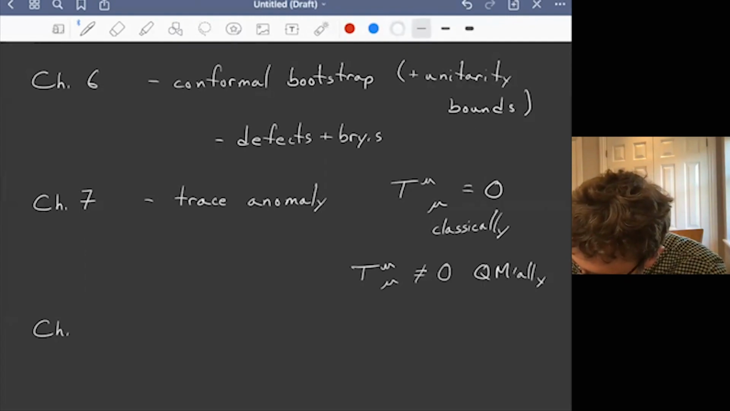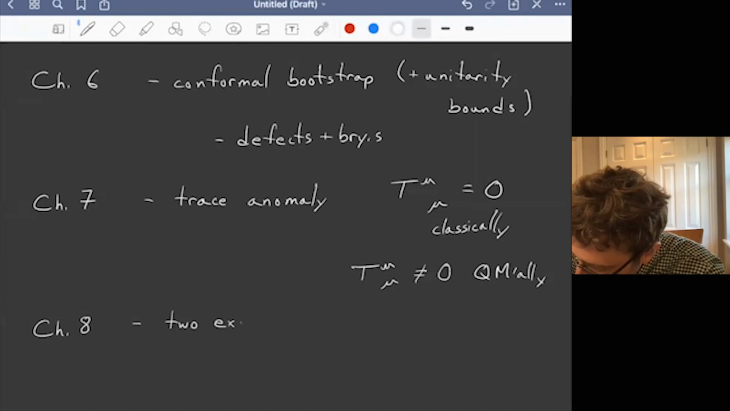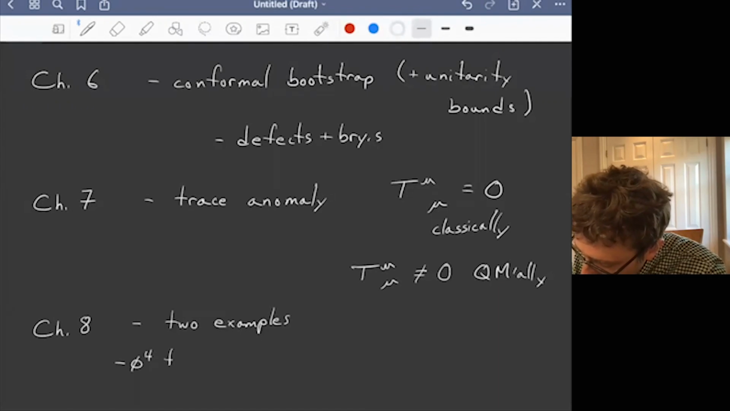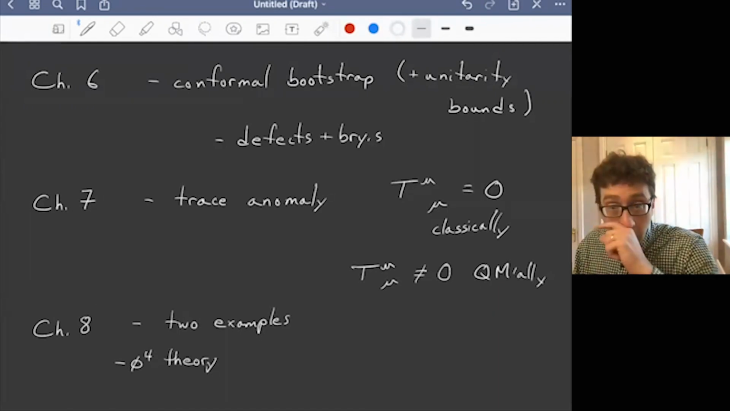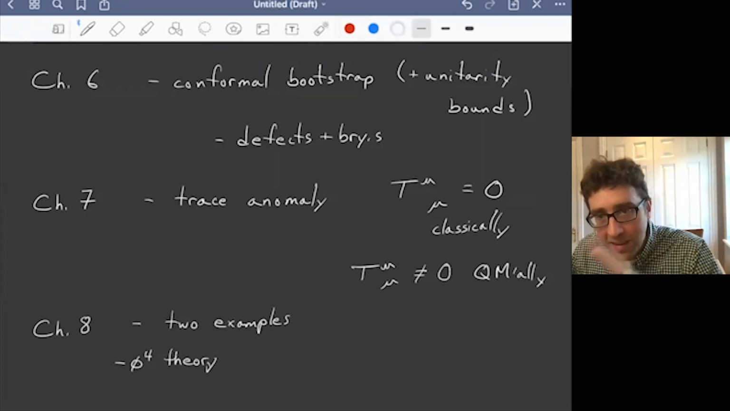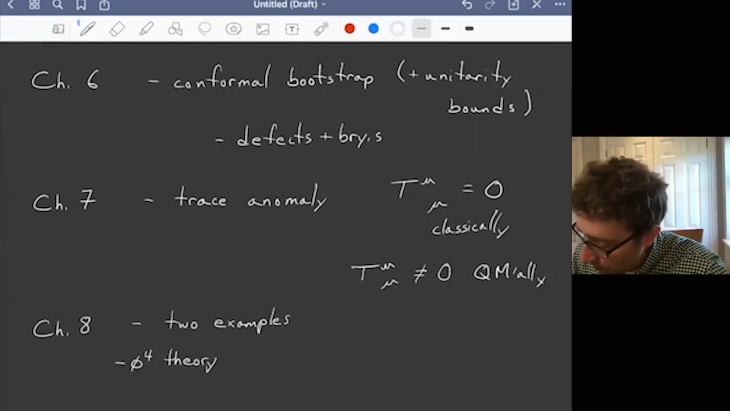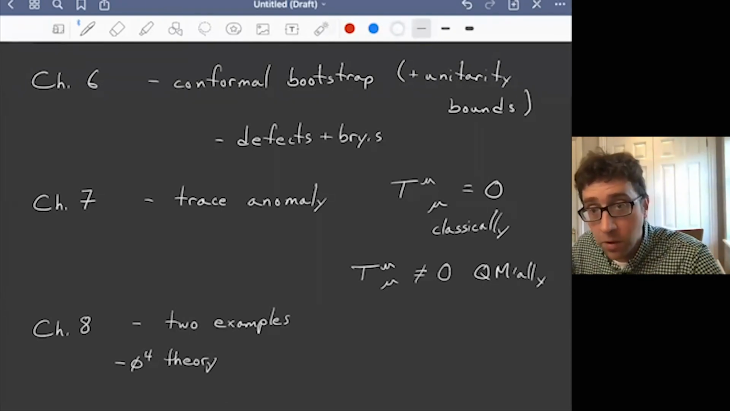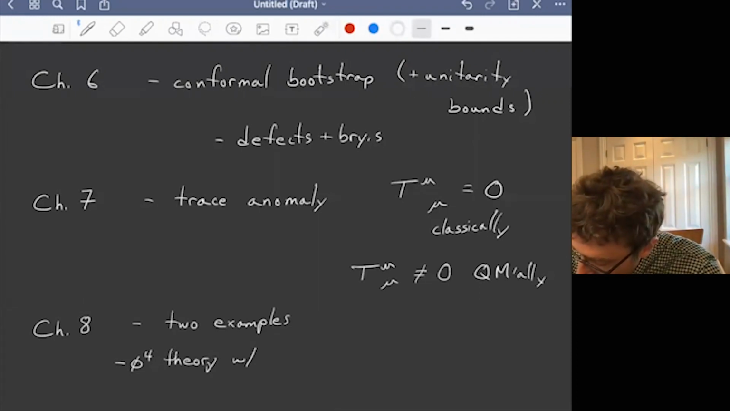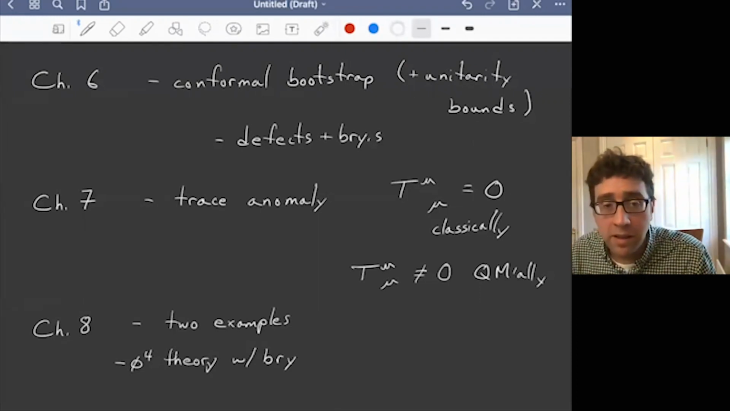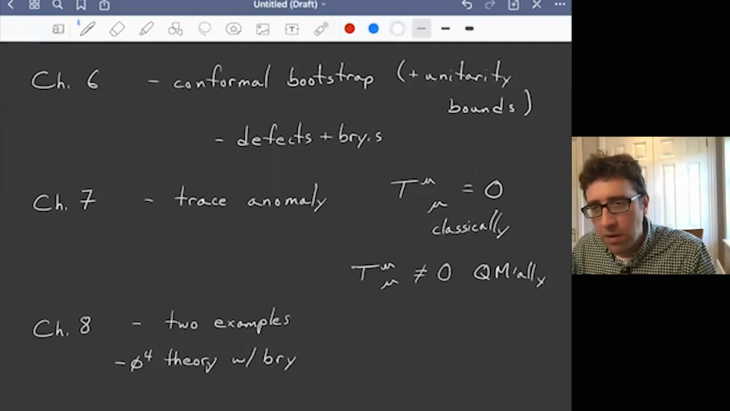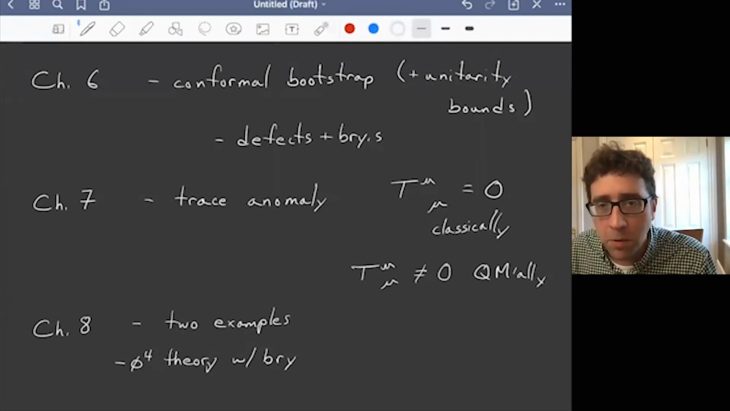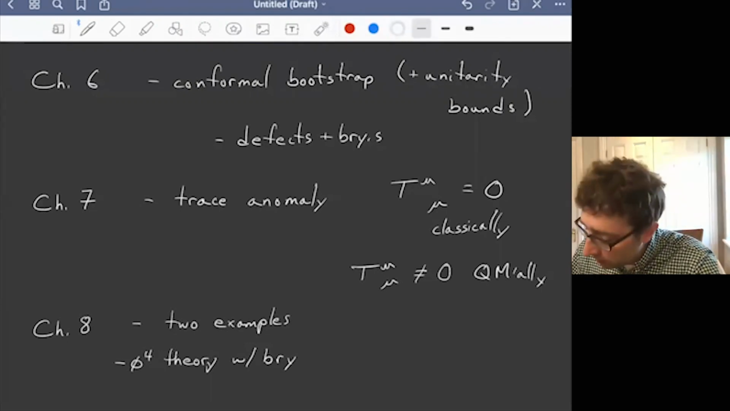And then finally, chapter 8, I'd like to talk about 2 examples. There's the phi-4 theory. So this is the Wilson-Fisher fixed point or Ising thing that's in the Ising model universality class that Professor Bobev talked about in his lectures. But of course, there wasn't a boundary in that context, and we'll add a boundary. This is an old story that was worked out in great detail, actually, in the late 70s and early 80s, but it may not be so familiar, and we'll do it from a more modern perspective using bootstrap techniques.